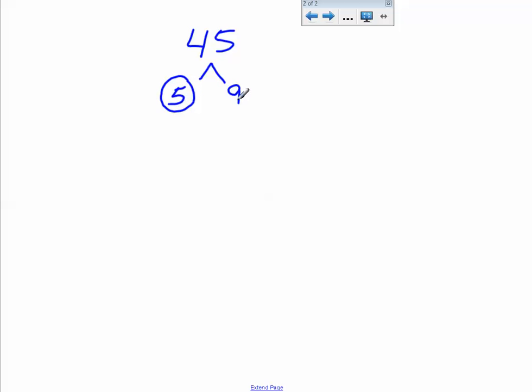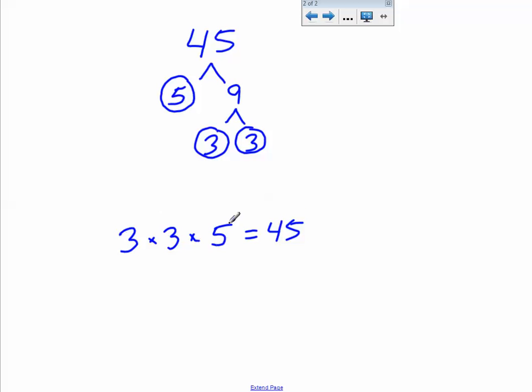And then I'm going to go over here to 9. Well, I can multiply 9 by 3 times 3 and 9 times 1. So you know what? It's not prime. I can keep going. So I'm going to break it down. Well, what can I multiply 9 by? 3 and 3. 3 is prime. So my prime factorization for 45, and this is how it will be written, is 3 times 3 times 5. And this is unique for 45 because if I multiplied this back out, it would give me 45.